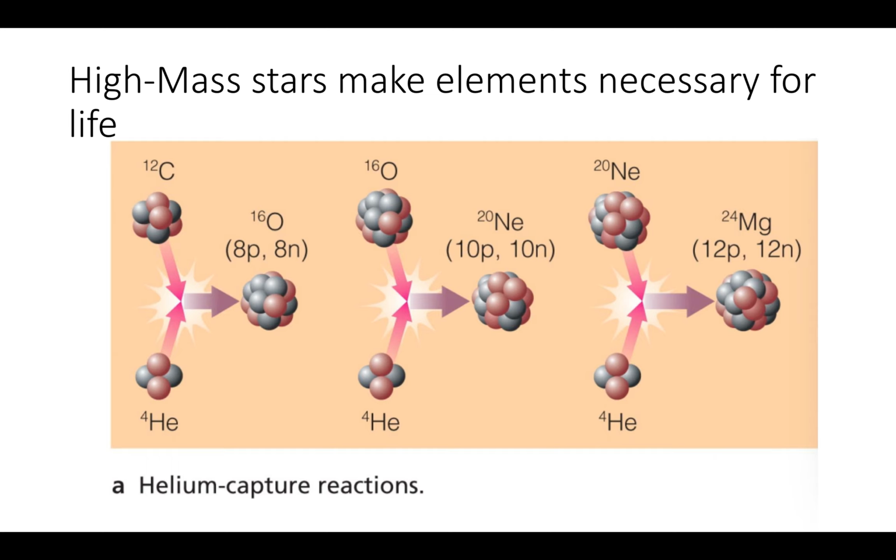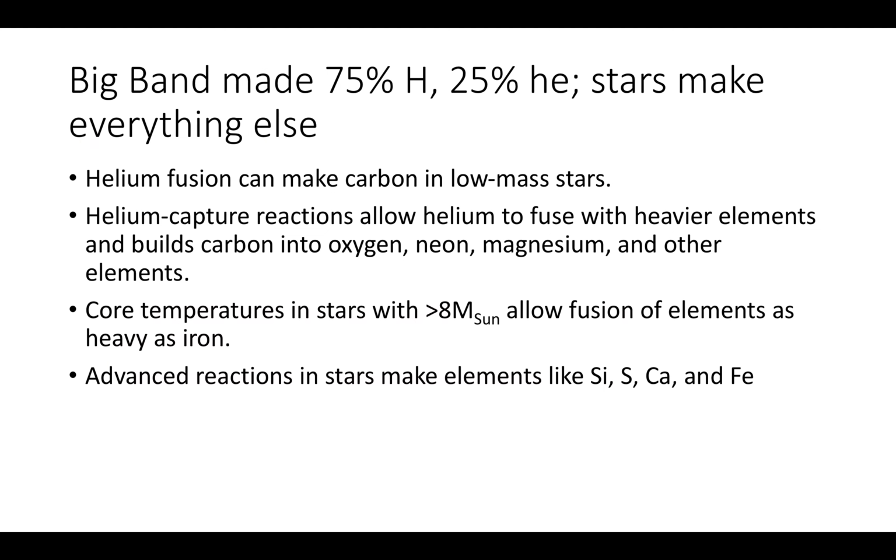Now, high mass stars are responsible for a lot of the heavier elements in the universe, especially those found on planet Earth. We're talking oxygen, neon, magnesium, iron, uranium, all of these heavier elements that are found in our periodic table. So the Big Bang, when it happened, mostly made hydrogen and helium, but stars have made everything else on the periodic table. Silicon, sulfur, calcium, and iron, all of these were made by high mass stars.